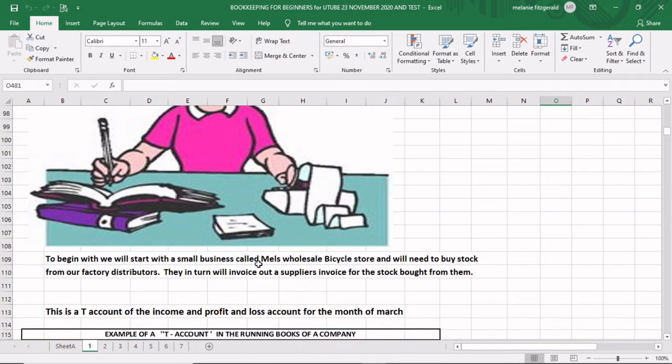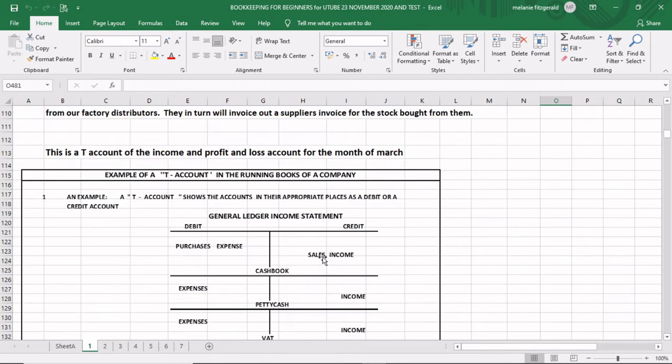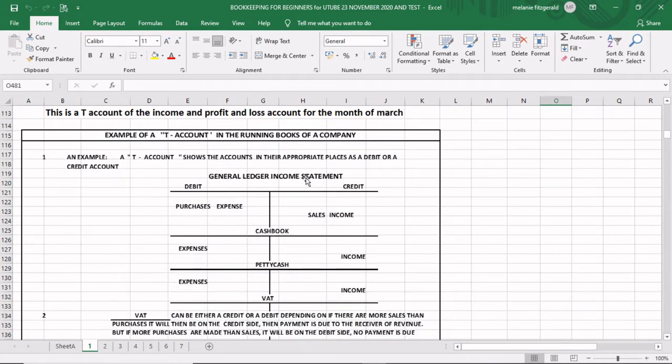Okay, so to begin with, we're going to open up a small business, Mal's Wholesale Bicycle Store, and then we're going to buy stock from some factories, and they're going to invoice us, the supplier's invoice, for all the stock we bought from them. Now, this is an example of a T account, how T accounts are used in bookkeeping. For example, a general ledger income statement always has purchases on the debit side. A purchase is an expense. On the credit side, it always has sales and income accounts. Cash books always have expenses on the debit side and income on the credit side. Petty cash has always the expenses on the debit side and income on the credit side.